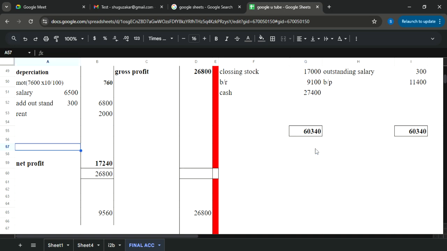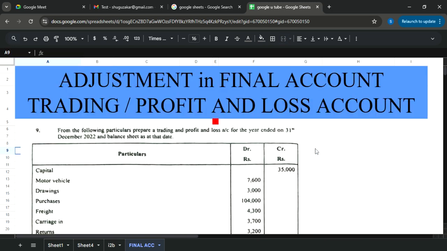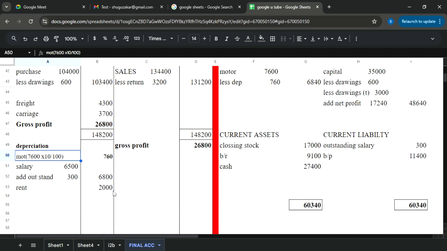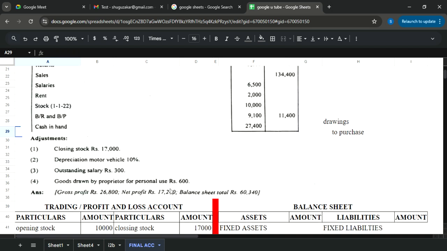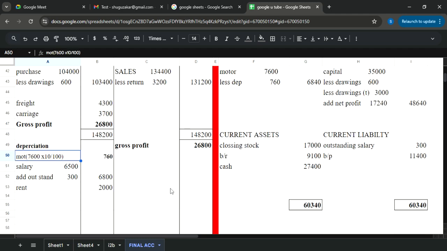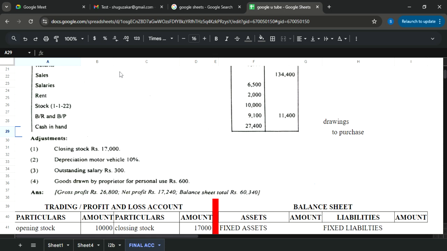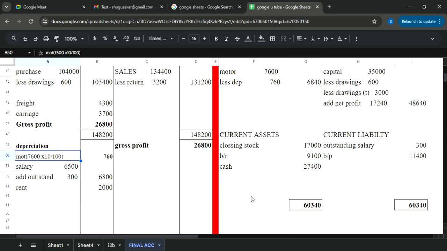So guys, in this way all answers are calculated. As you know, gross profit 26800, and then net profit 17240. After that we have got the balance sheet, 60340. Both sides are automatically placed.